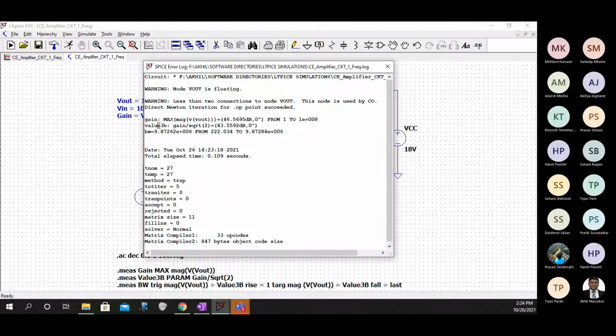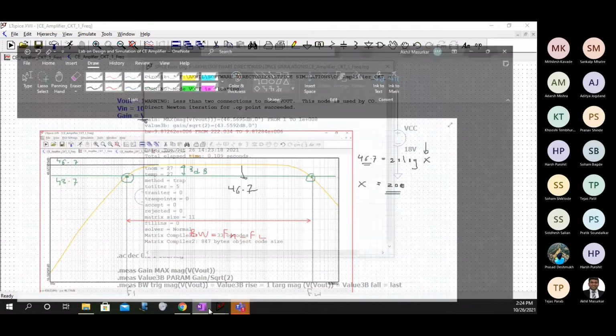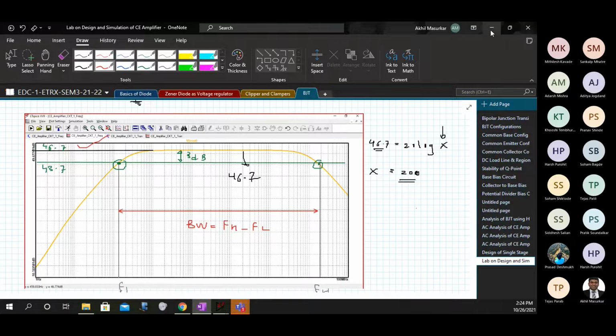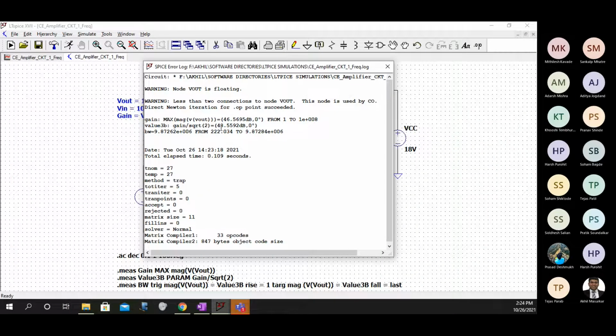Okay. Now the next question that we had is what is the 3 dB frequency? So I got the maximum 46. Now what is 3 dBs below that? That should come around 43.7. So are we getting that? Yes. So we are getting this 43.559.